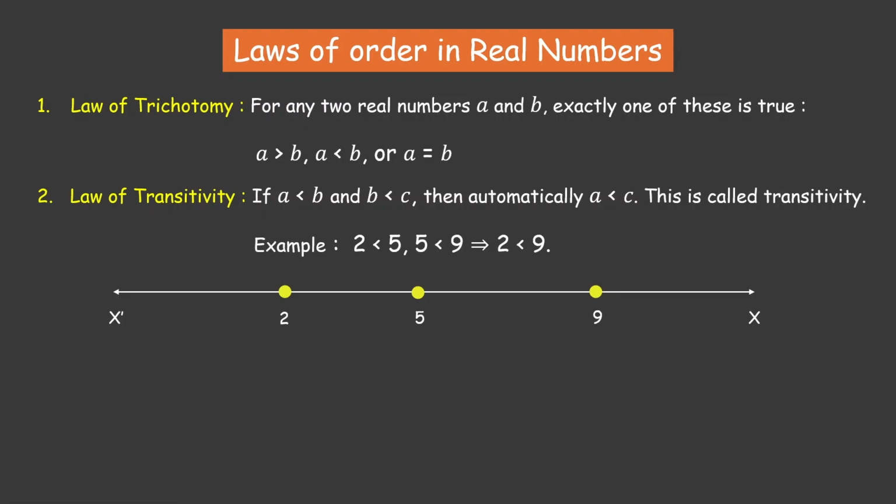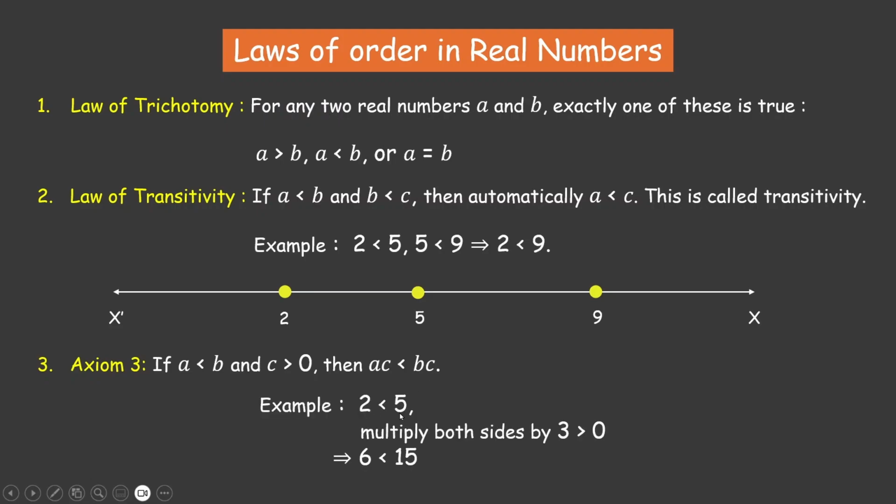Next we have the third axiom. It says if A is less than B and C is greater than 0, that is, C is a positive real number, then AC is less than BC. Let us take one example. 2 is less than 5. If we multiply both sides by 3, 3 is greater than 0. It is a positive number. 2 into 3 is 6. 5 into 3 is 15. 6 is less than 15.